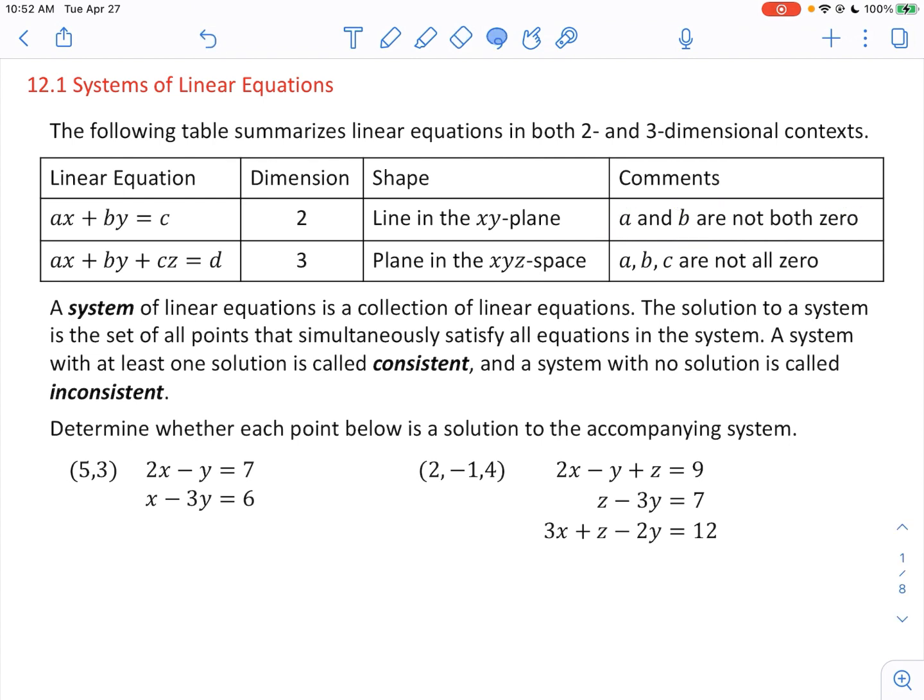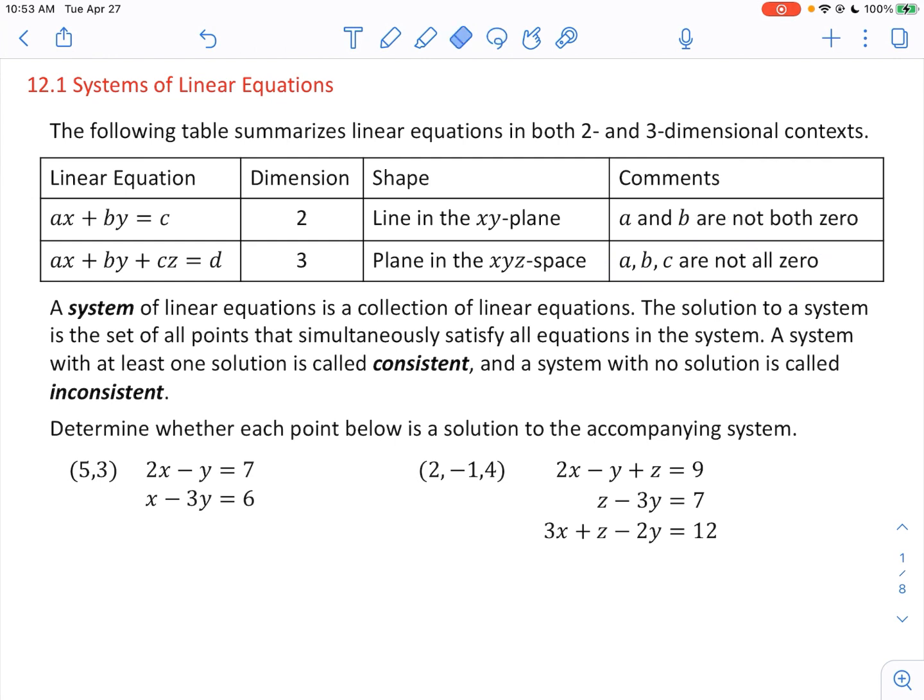Now, if we introduce a new variable, z, we have a linear equation of this form, ax plus by plus cz is equal to d. This represents a 3-dimensional equation, and the shape of it is going to be a plane in xyz space. And the only comment is that we can't have all 3 of them be 0.